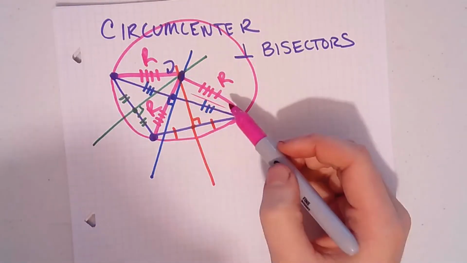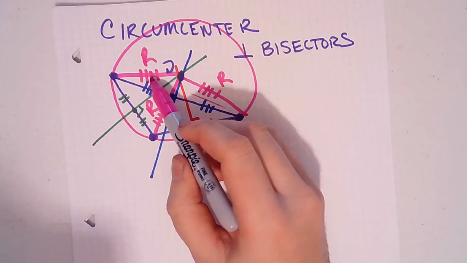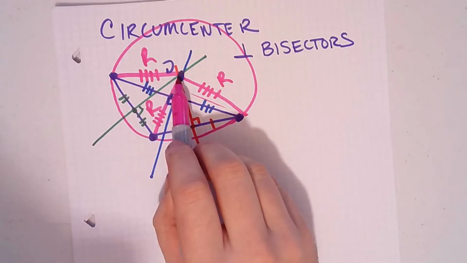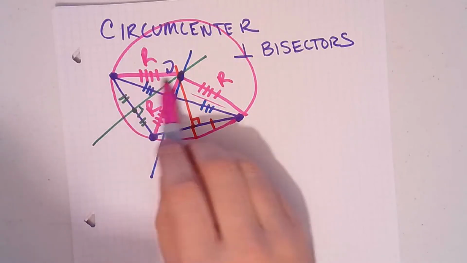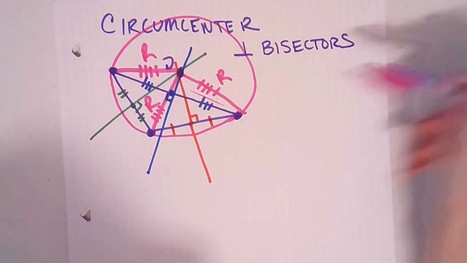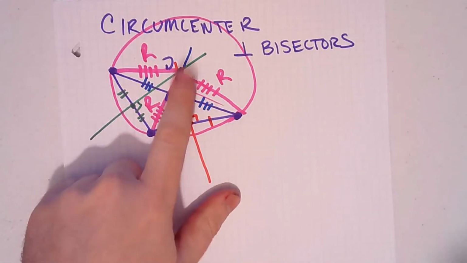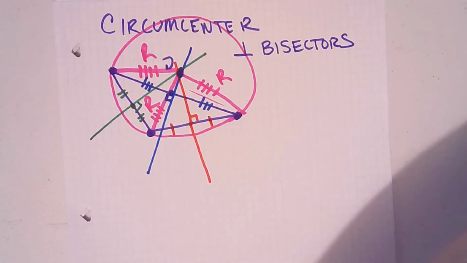So not only do we have perpendicular bisectors that form the circumcenter, but we also have equidistant points. This vertex is equidistant to the center as this vertex is from the center. So all of these are going to be equal because we have a big outside circle centered on this point at the circumcenter. So those are our 4 different types of triangle centers.